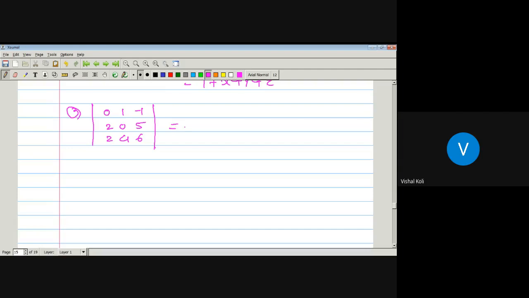Which is equal to 0 into anything will be 0. 0 minus of 20 minus of 1 into 6 into 12 minus of 10 minus of 1 into 2 into 4, 8 minus of 0, which is equal to, this will be 0 minus of 1 into 12 minus 10, 2, minus of 1 into 8, which is equal to minus 2 minus 8, equal to minus 10.